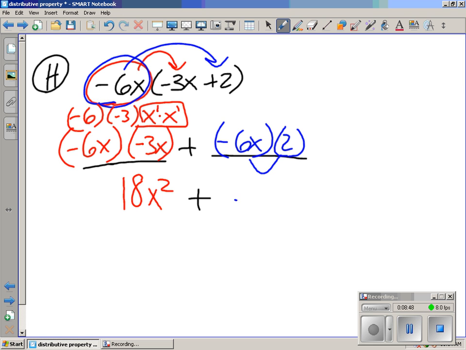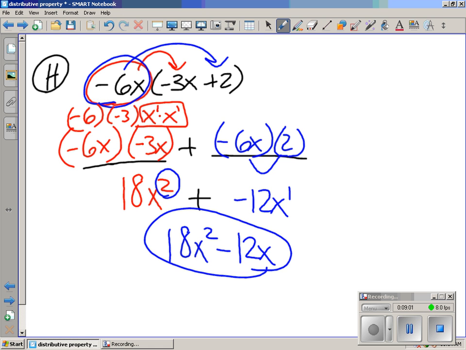Negative 6x times 2, we get negative 12x. And these are not like terms because one has a power of 2 and one has a power of 1. So the final answer is 18x squared minus 12x. And you'll see I just combined the positive and the negative and made a subtraction symbol.